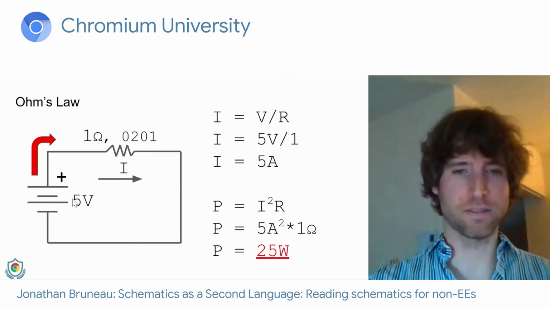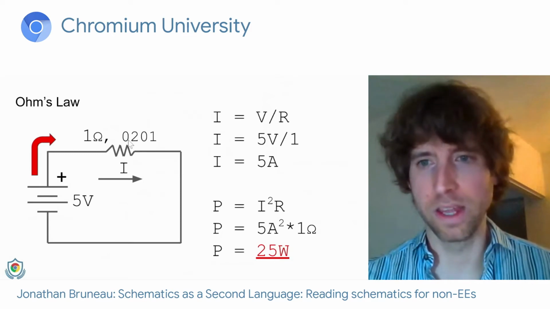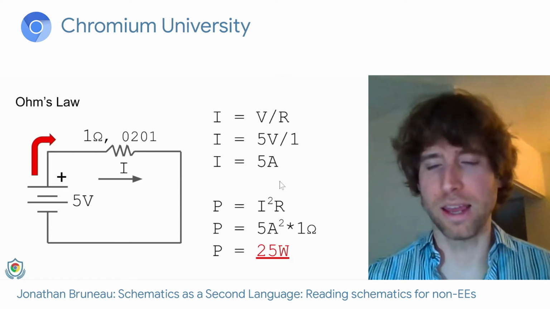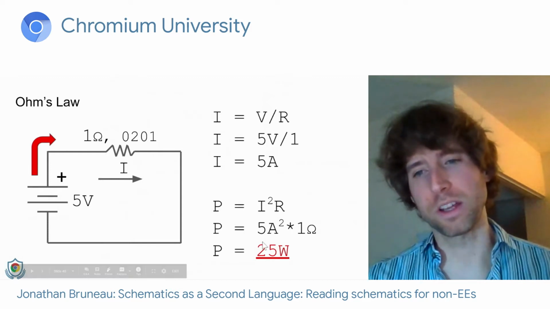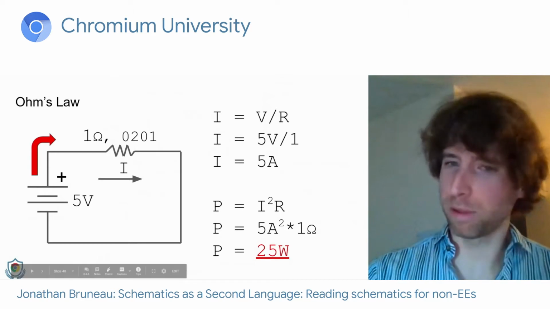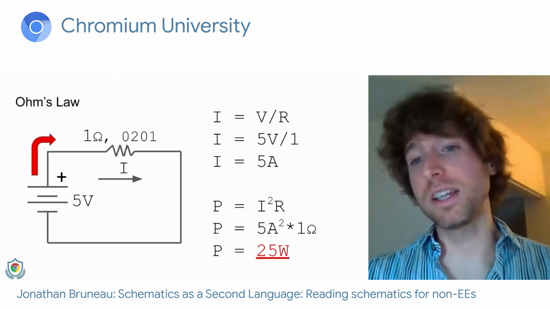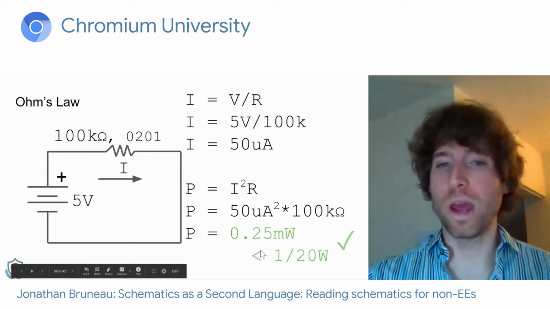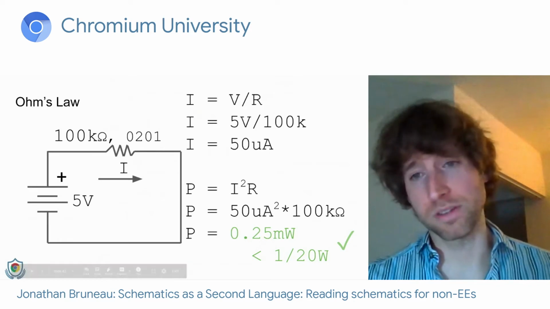Here's an example. Suppose we have a 5-volt battery and we have a 1 ohm resistor in an 0201 package. You plug in the math, you figure out, okay, that's 5 amps across the circuit. And you plug in I squared R for power and you get 25 watts. Now, I don't know if any of you had the pleasure of touching a 100-watt light bulb. 25 watts still is extremely painful and way over our 0201 limit. So the resistor would self-destruct.